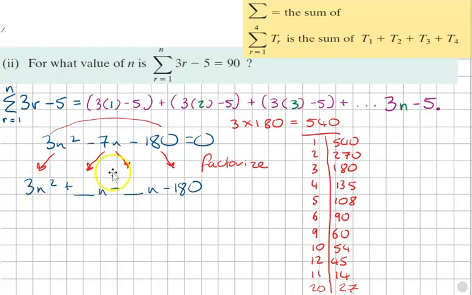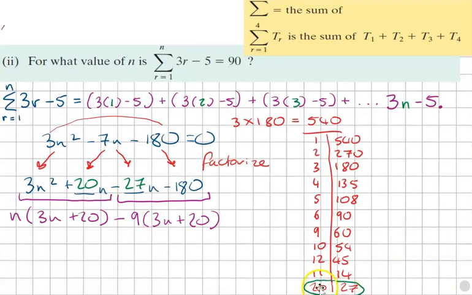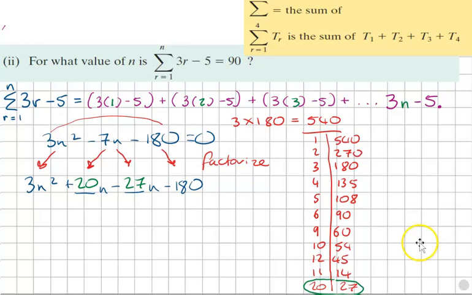So we bring down the 3n squared, we bring down the minus 180. This minus tells us the signs are different, so we've got plus something n, minus something n. We're going to choose one of the factor pairs that will end up giving us minus 7n. So one has to be a plus, one has to be a minus. So we're going to go with 20 and 27. So the 20 must be positive, the 27 must be minus, because we need to end up with minus 7n. And 20 minus 27 is minus 7.